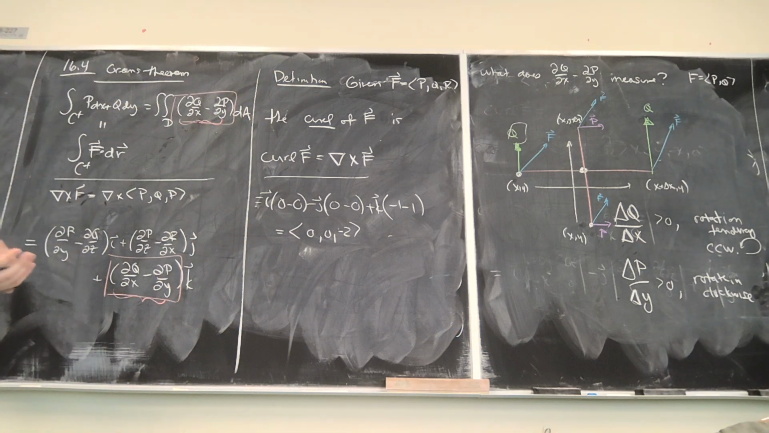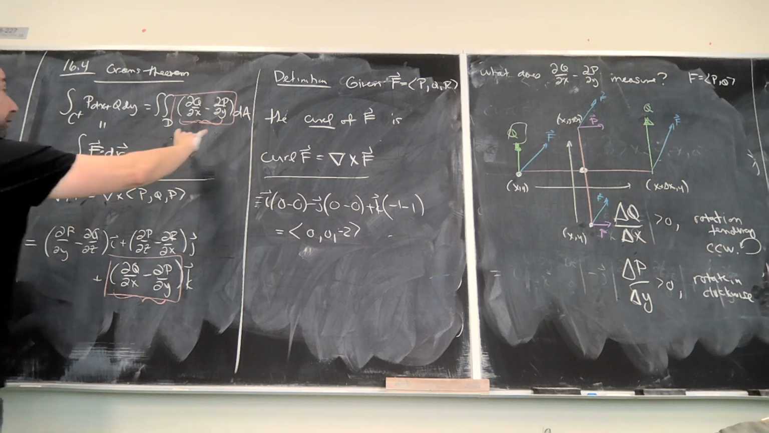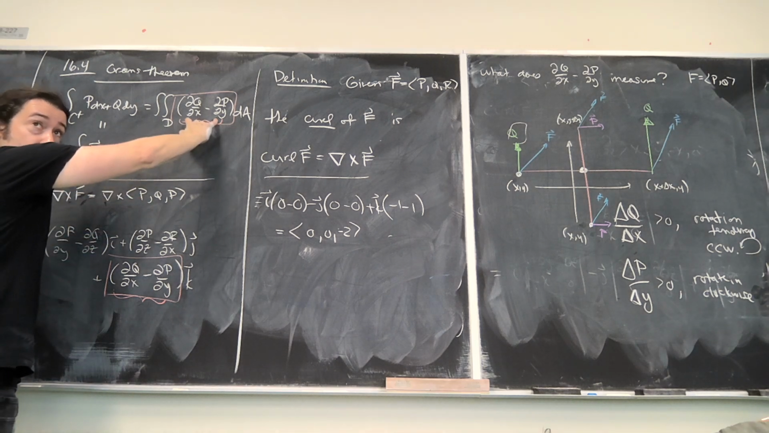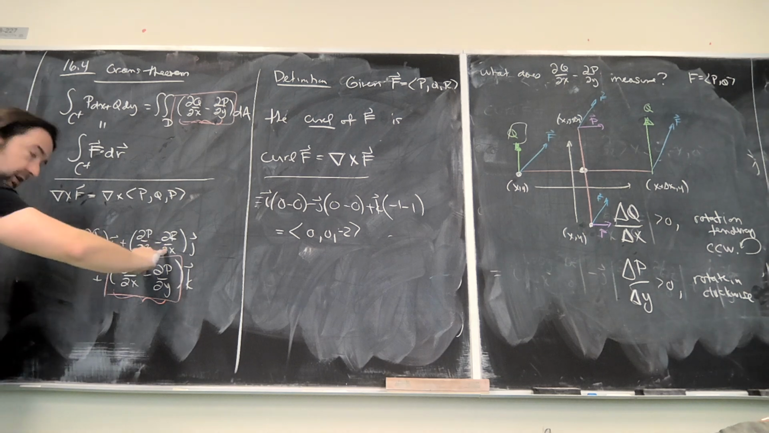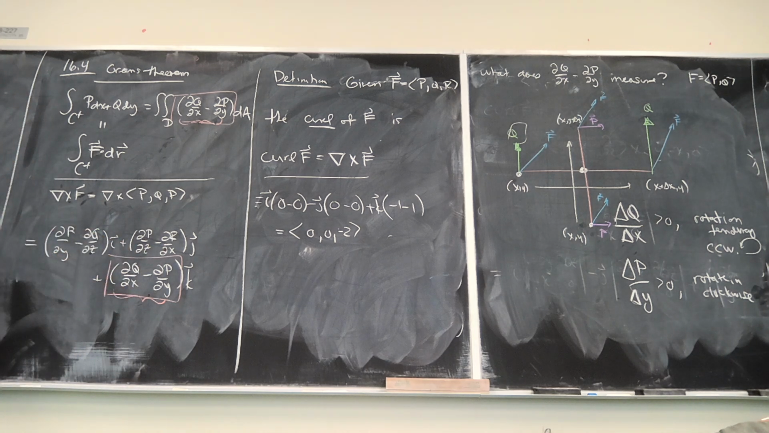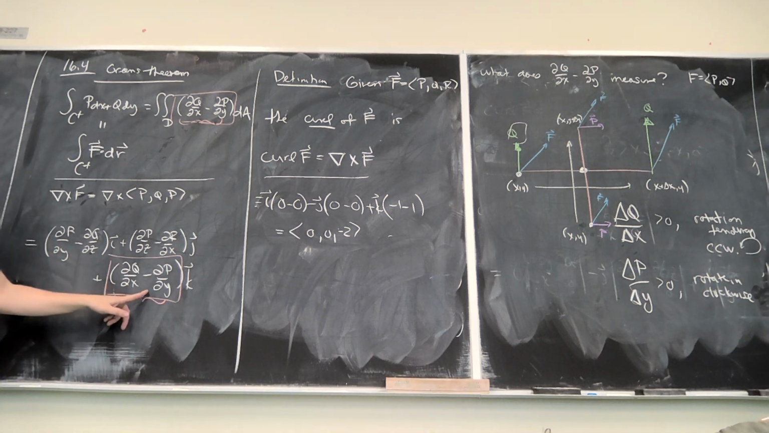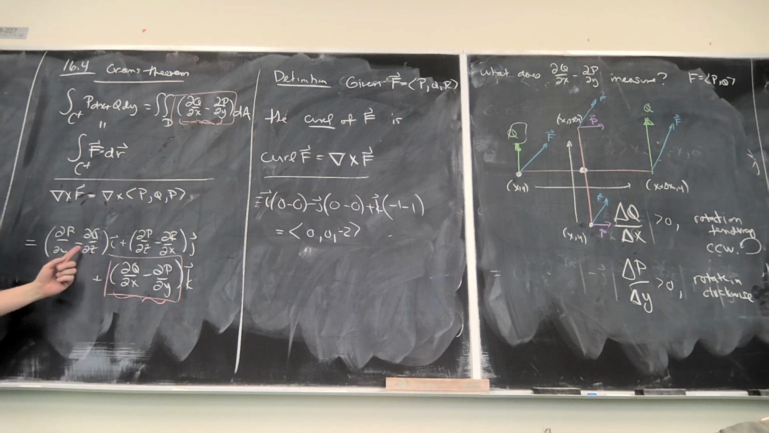Okay, so if you buy that this measures the tendency of a wheel to rotate, the next question you might have is, well, why are there 3 terms here? In the 3D case, why are there 3 terms? And the answer is, this term measures how much the vector field wants to rotate around the z-axis. This term measures how much the vector field wants to rotate around the x-axis. And this measures how much it wants to rotate around the y-axis. So the total rotation is the sum of the tendencies to rotate on the 3 coordinate axes.